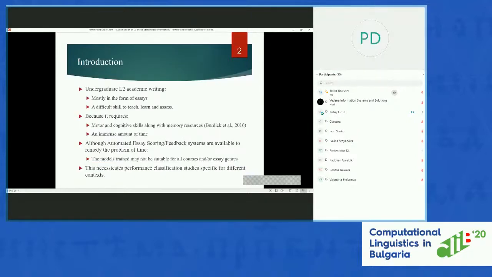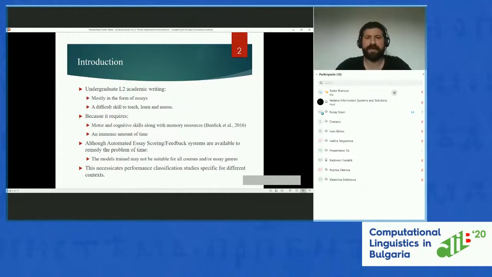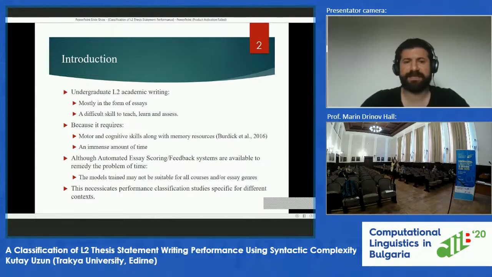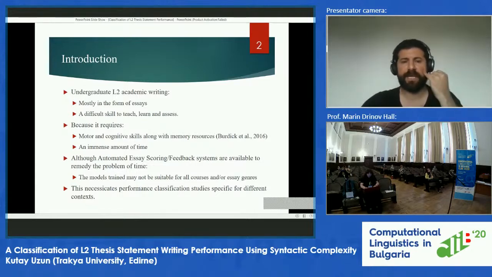Well, I specialize in L2 academic writing, that is undergraduate L2 academic writing, and it's mainly in the form of essays. And in general, it's a difficult skill to teach, learn, and assess because it requires certain motor skills, cognitive skills, and time, both on behalf of teachers and learners. And I've been trying to solve the issue of time for a while, at least in my own courses or in my own context. So to that end, we have automated essay scoring and automated feedback systems, which are widely available, at least to the universities nowadays.